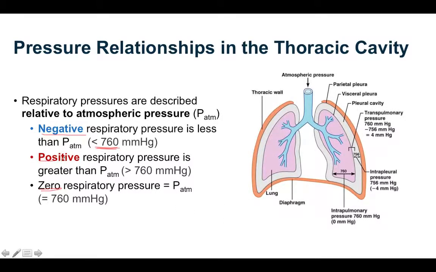A positive pressure is going to be anything greater than 760. So if you see a pressure listed as 761, 762, that's going to be considered a positive pressure. As we're talking about different pressures in the thoracic cavity, you need to remember that 760 is actually zero. Anything above that is positive, anything below that is negative.